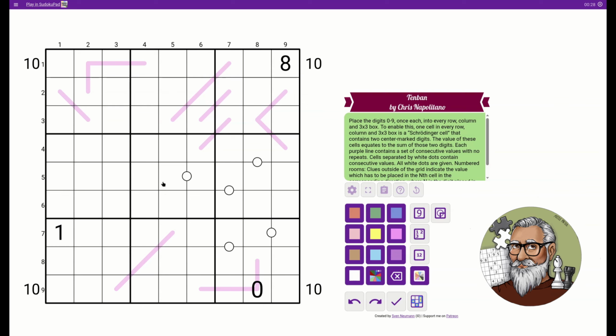Place the digits 0 to 9 once each into every row, column, and 3x3 box. To enable this, because we have 10 digits and only 9 cells, one cell in every row, column, and 3x3 box is a Schrödinger cell that contains two center marked digits. The value of these cells equate to the sum of those two digits, right? So if we had, I don't know, 9 and 8 here, then the value of this cell is 17, right? Well, okay.